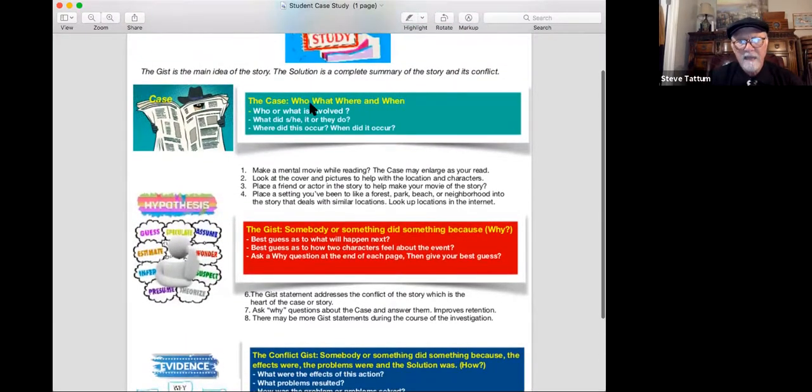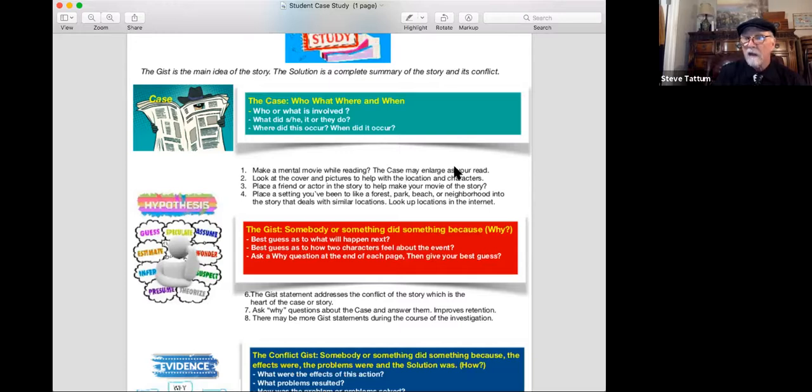All right. So the child has the case in front of them. So as they're reading, I'll look and I'll say, okay, give me the case. And he's got this. Who or what's involved, what did she or he do, where did this occur, when did it occur? So they have that right in front of them. Then this is a guideline for them. And I might say, well, let's look over this. Are you making a movie?